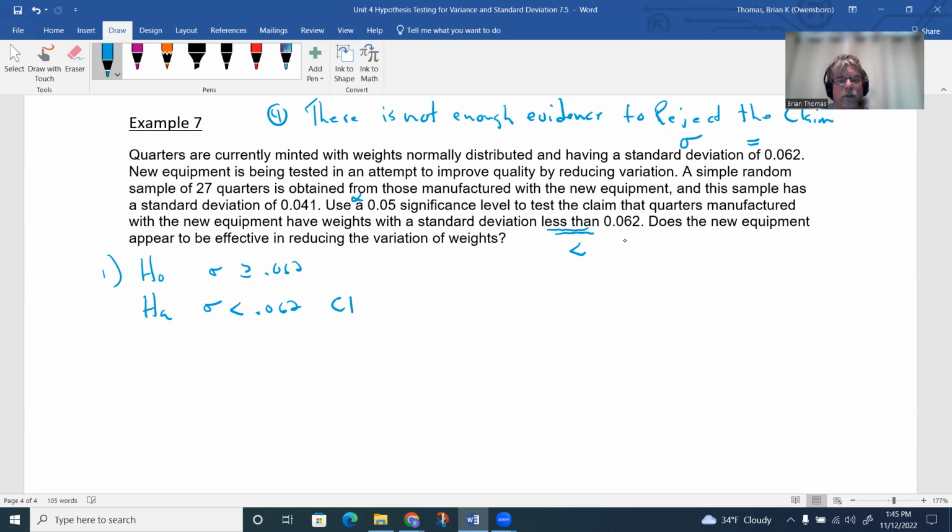But also, this is what they're claiming, that there's a really good tight variance here. There's not much change at all, so that's a good thing. That's what they're looking for, very little variance, 0.062. If it's greater than that, then the new equipment is not doing its job. So the next thing we need to do is find the critical value.